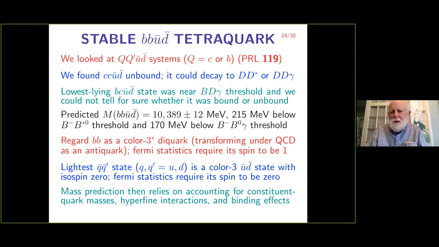So even though this was at the high end of the binding energies that various groups predicted, there's no way that it's going to be unbound. So if one can produce the state, one should see a stable b b u-bar d-bar state. But we've estimated the production is going to take some time. Now here we've regarded the b b as a colored 3-star diquark. So the argument that Marek made holds in this case. One does not have a flux tube connecting them. They form a single entity because the expectation value of their relative coordinate is very small.